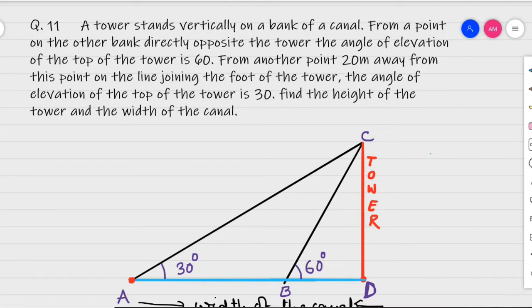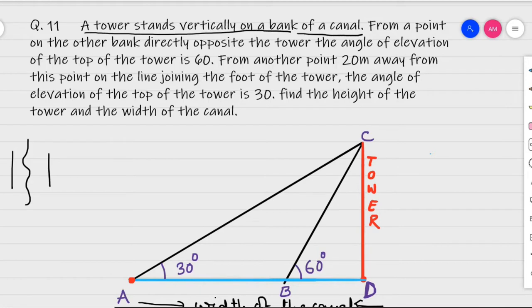A tower stands vertically on a bank of a canal. Do you know what is a canal, children? A canal is a water body that has two banks like this, and water is flowing like this. This is a canal.